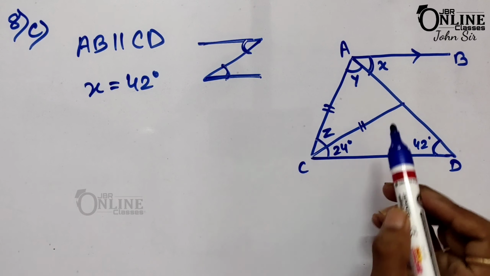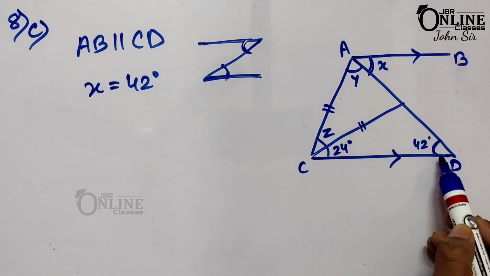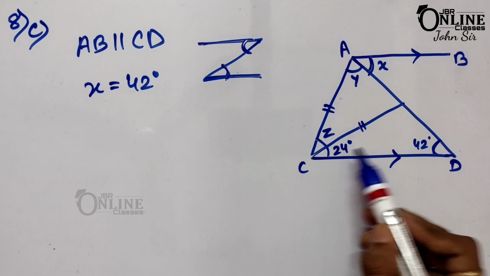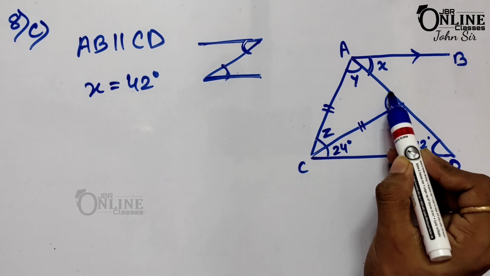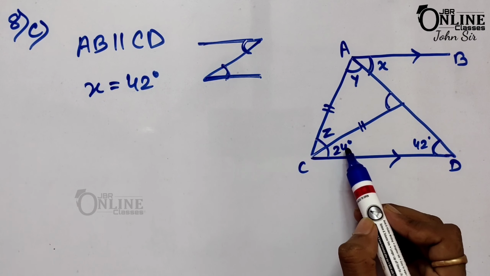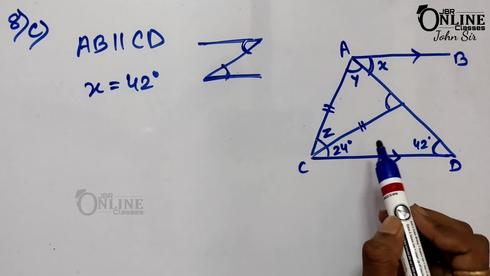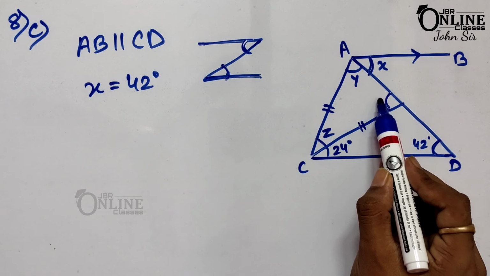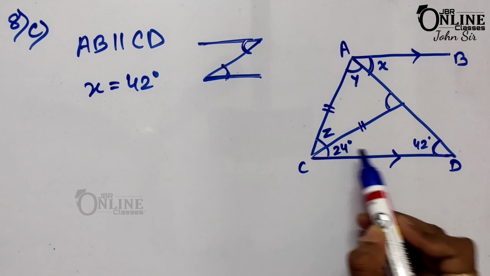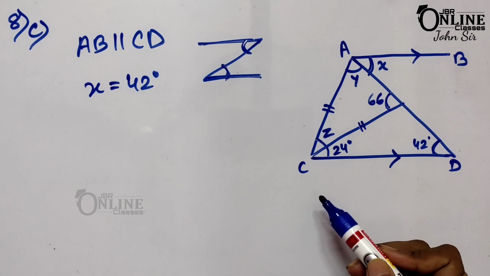Okay, now next you have to find y and z. In this triangle, the lower one, this angle is the exterior angle of this triangle. So the sum of these two interior angles will be equal to this exterior angle. So the value of this angle will be 24 plus 42, which equals 66.